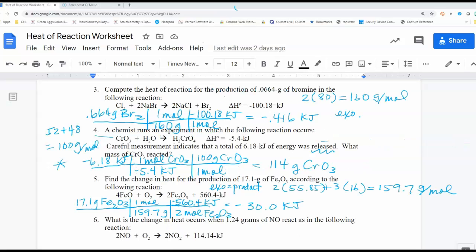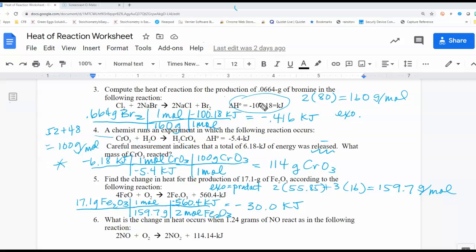Taking a look at what we have there. For number 3, that was an exothermic reaction because we had a negative value for delta H. So that tells us that it is an exothermic reaction, and we're able to calculate exactly how many kilojoules are evolved or produced in that reaction.